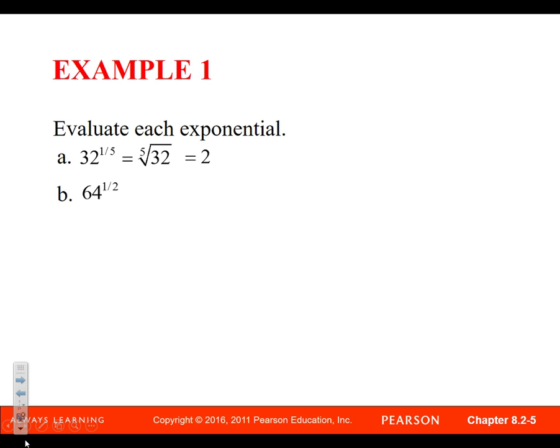In this case, we're taking the square root of 64, so we can write it as such. The fifth root of 32. So some number to the fifth power gives me 32.